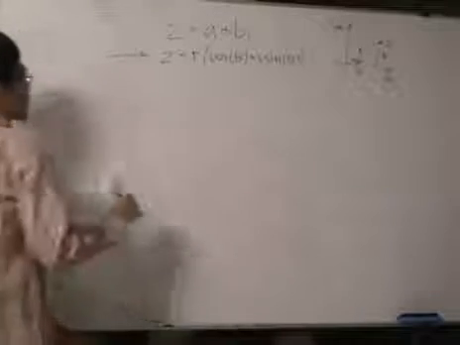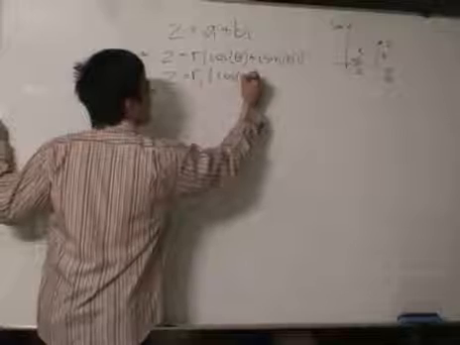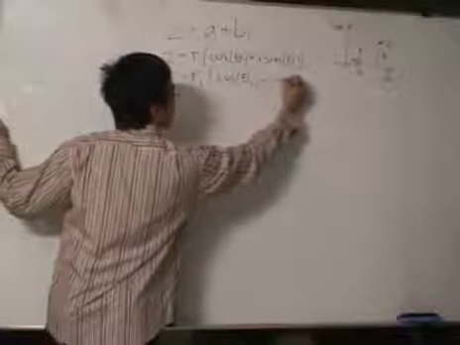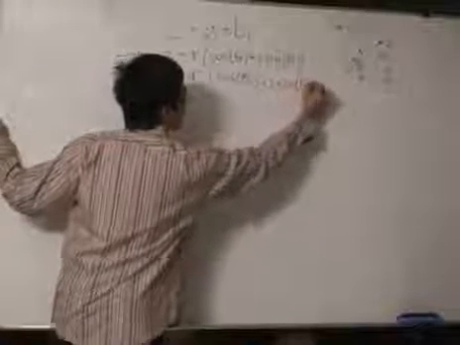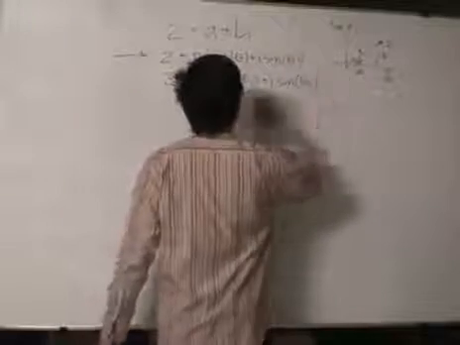Okay, so let's just see what we have. z = r1 (cos theta 1 + i sin theta 1). That's the complex number z.